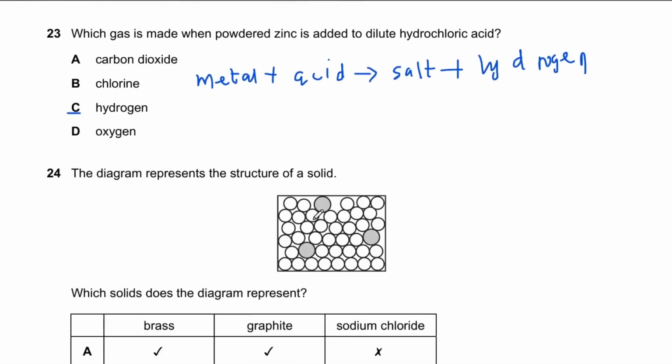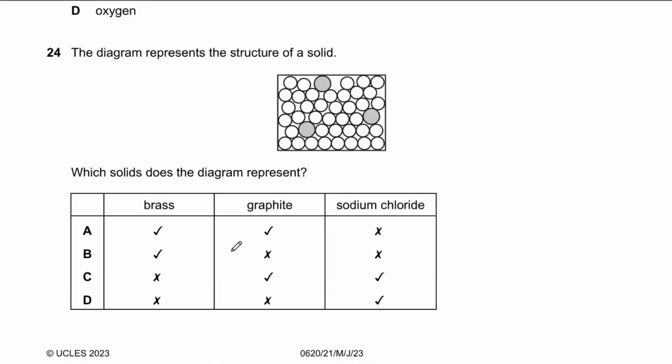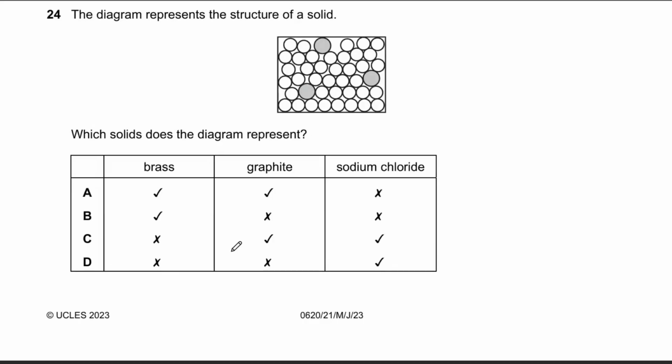Question 24. The diagram represents the structure of a solid. Which solid does the diagram represent? So this diagram represents an alloy. Okay, it does not represent graphite or sodium chloride. This is an alloy. So our answer is B. How do we know? Alloy is a metal mixture. So look at it, I'm mixing two different metals.